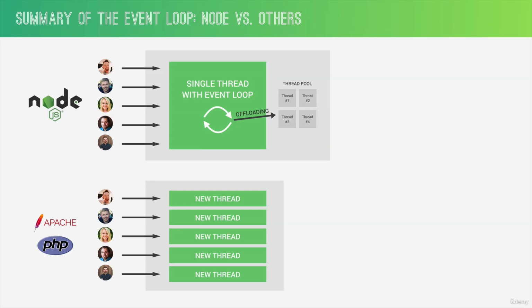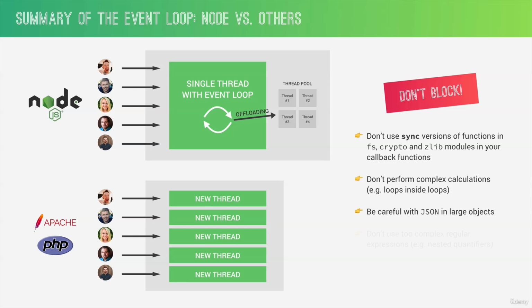Anyway, let me again remind you that it's your responsibility to not block the event loop. And so here's a couple of guidelines for that. First off, don't use the sync versions of functions in the fs, crypto, or zlib modules in your callback functions, okay? So in our first project, we actually did use the synchronous version, but it was in the top level code, so outside of any callback.